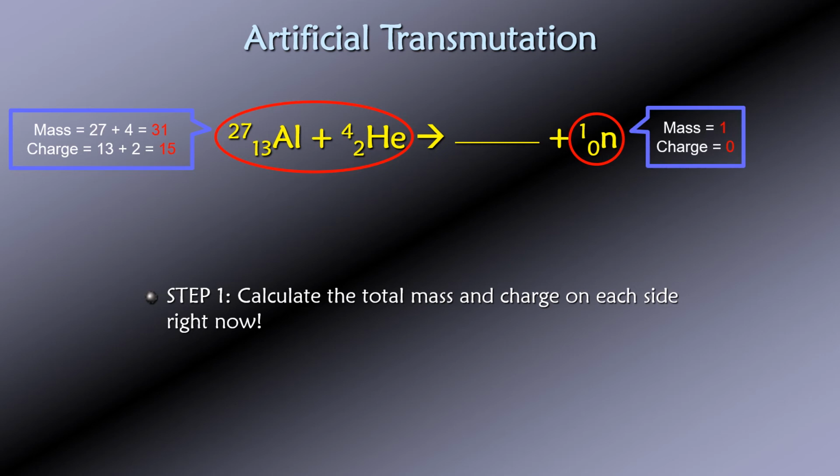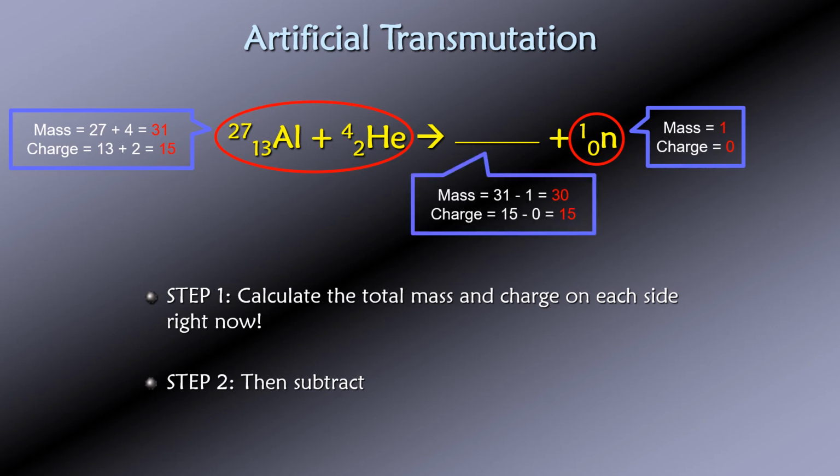So the mass will be 1 and the charge will be 0. So now we can go ahead and do our subtraction, which will be step number 2, and that should give us the mass and the charge for the missing product. So we'll do 31 minus 1, so we'll have a mass of 30 for this missing product, and then 15 minus 0, we'll have a charge of 15 for this missing product.